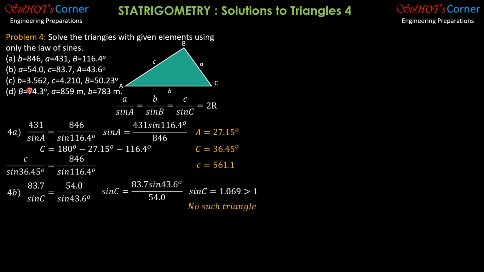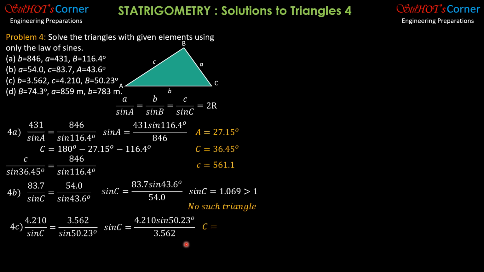Then for C, side B and angle B are given, and side C given. So C over sine angle C is equal to 3.562 over sine 50.23 degrees. So sine C is 4.21 sine 50.23 degrees over 3.562. So using your calculator, C is 65.29 degrees.